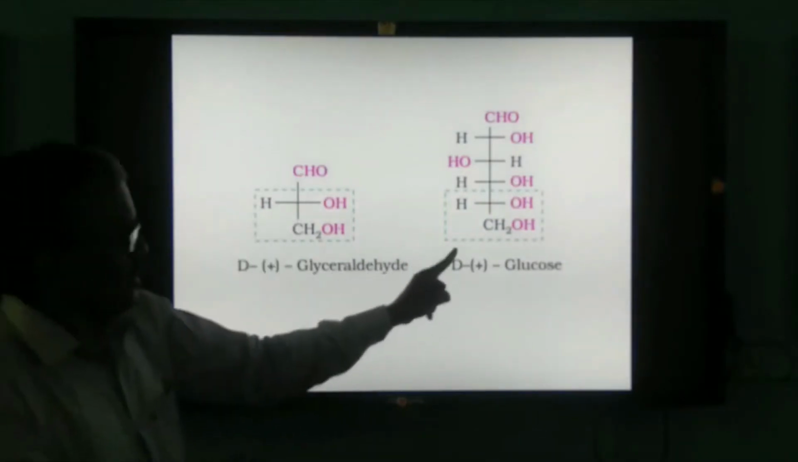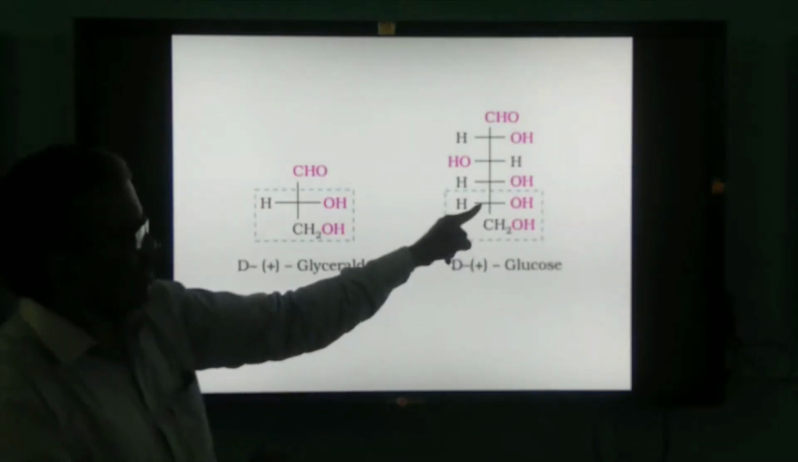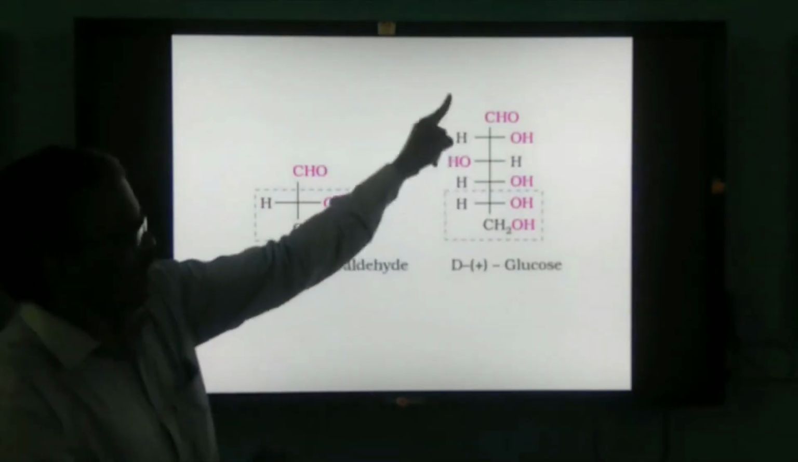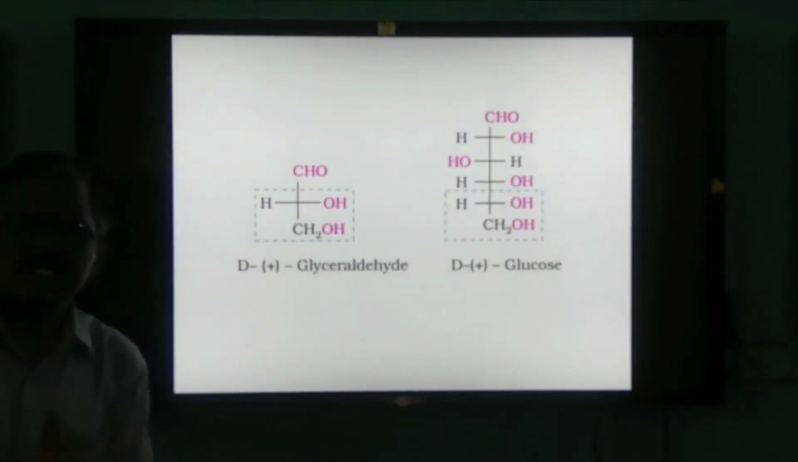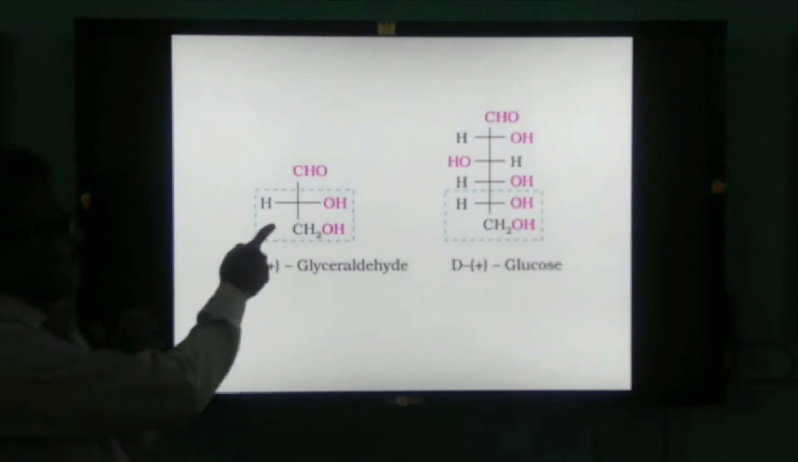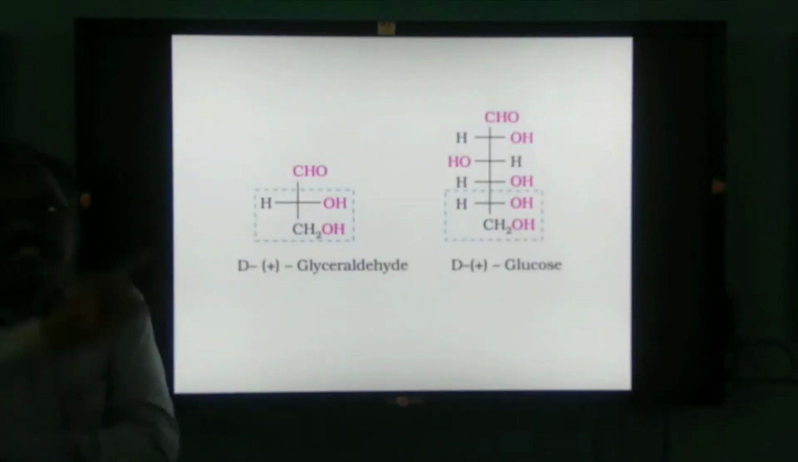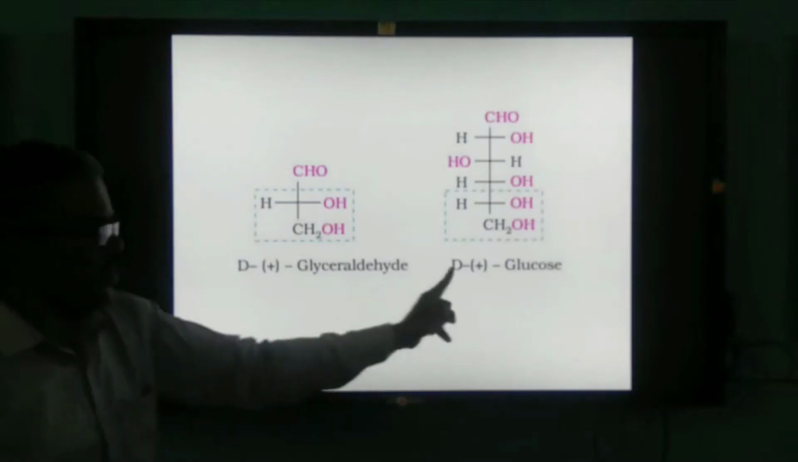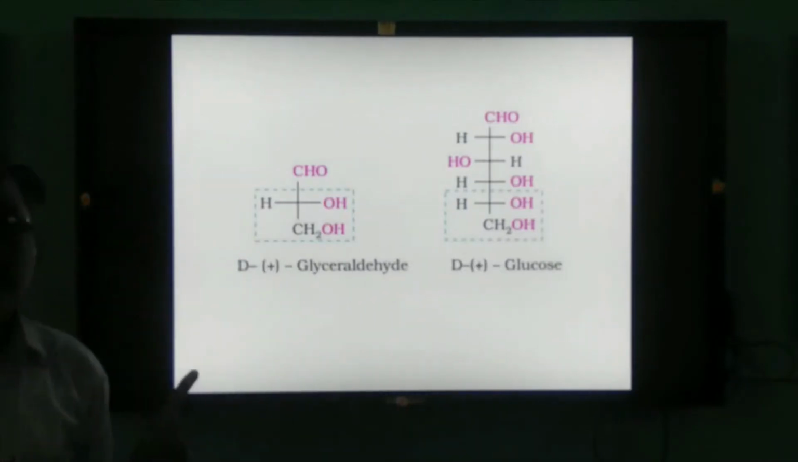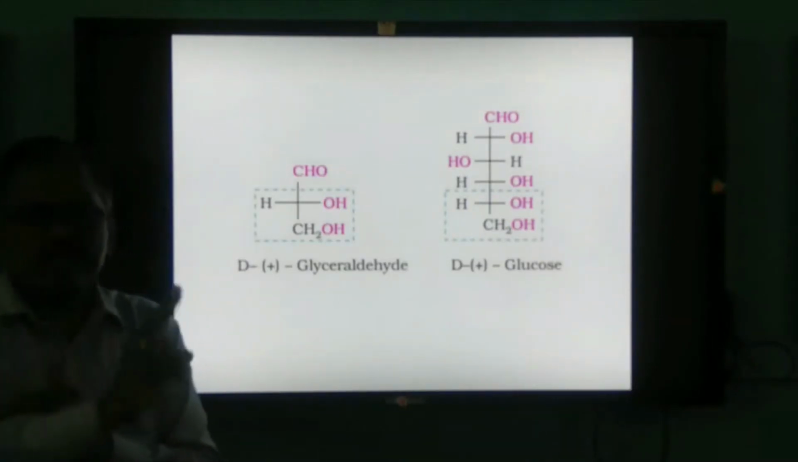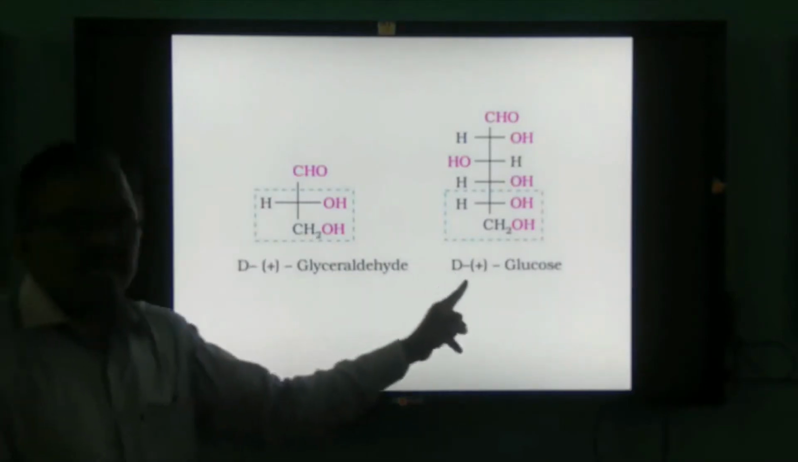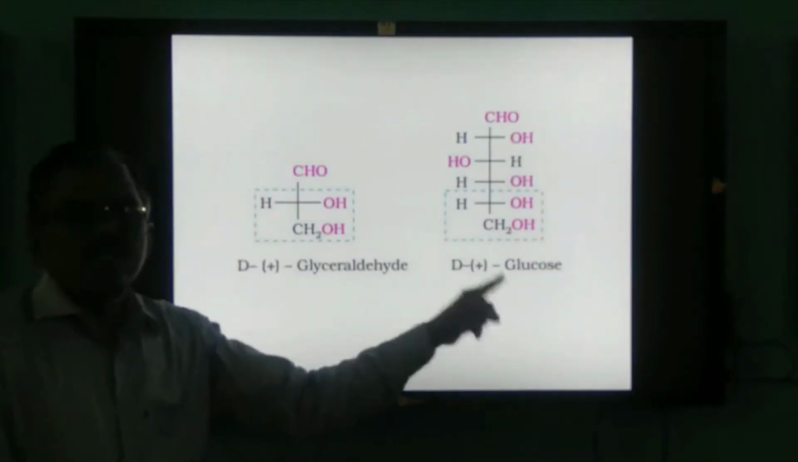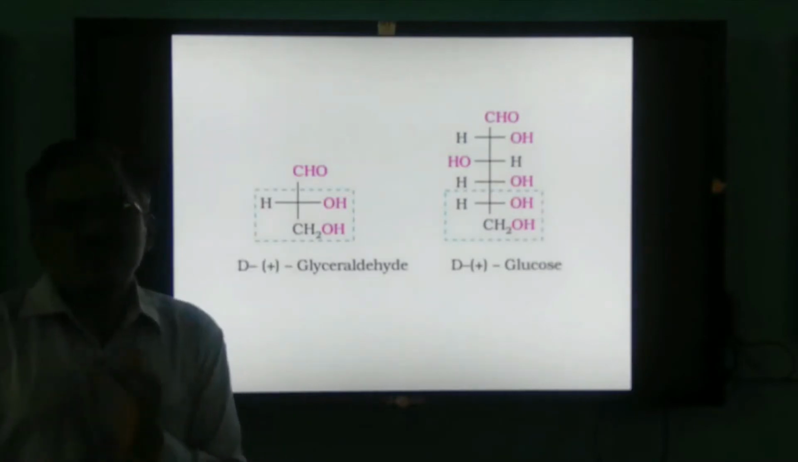Here also the lowest asymmetric carbon is this one. So these are also asymmetric carbons only. So that means if the arrangement of H and OH is similar to that of this glyceraldehyde, that is considered as D, capital D. So therefore this is called D plus glucose, and this is called D plus glyceraldehyde. So remember that by comparing the spatial arrangement of H and OH with respect to glyceraldehyde, the name capital D is given before the name of the glucose, that is called capital D.